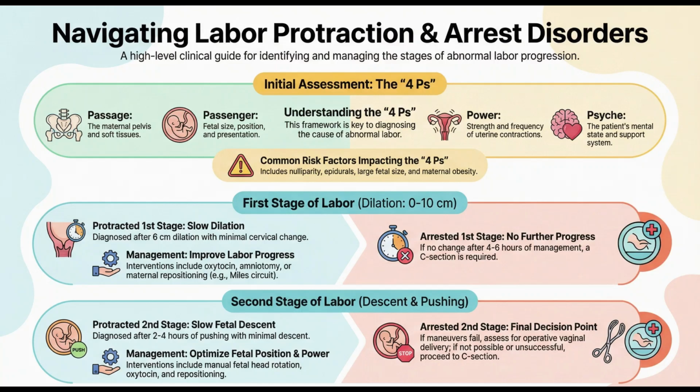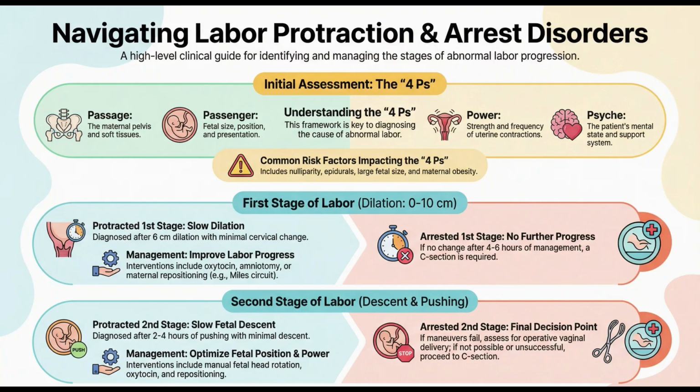And the clinical goal, the magic number we're shooting for, is at least 200 MVUs. And if you're below 200, if the IUPC shows you're at, say, 150 MVUs, then you have an objective diagnosis of inadequate power. That's your green light to increase the oxytocin until you hit that 200 MVU target. But if you're at 250 MVUs and still not making progress, then power is not the problem. The uterus is working its heart out. You need to focus entirely on a passenger or passage issue. It narrows your focus immediately.